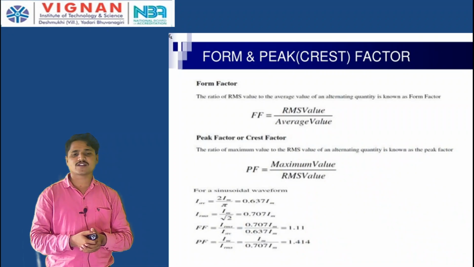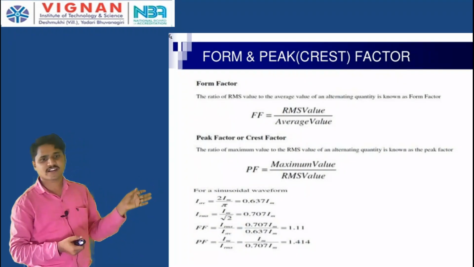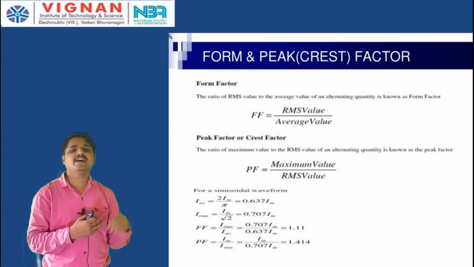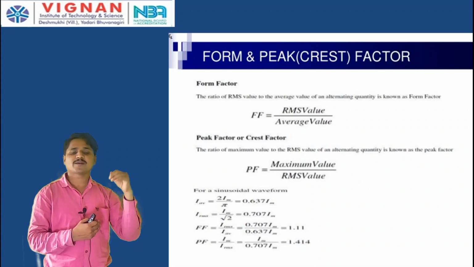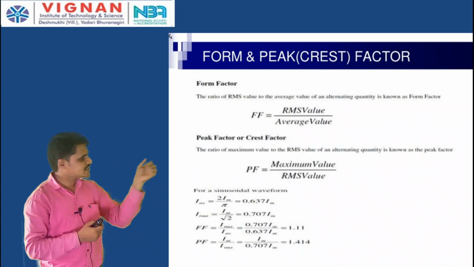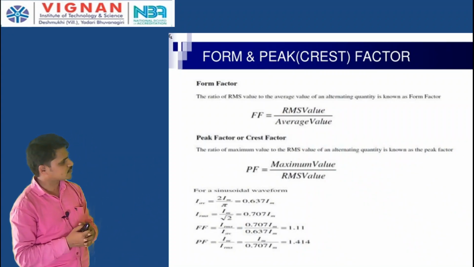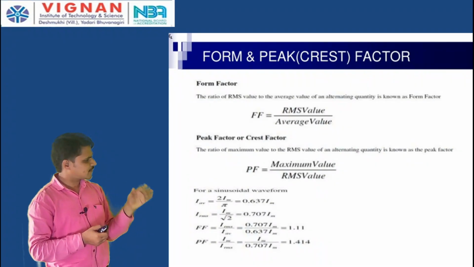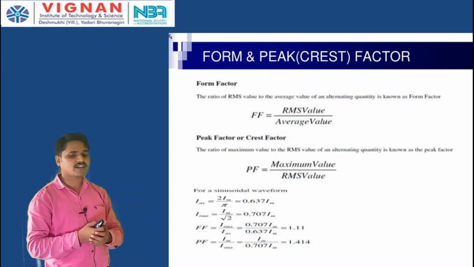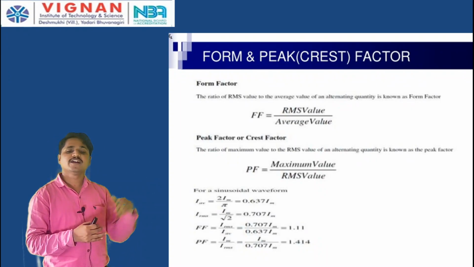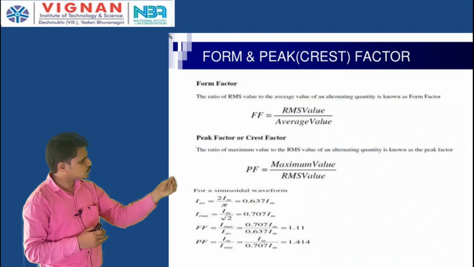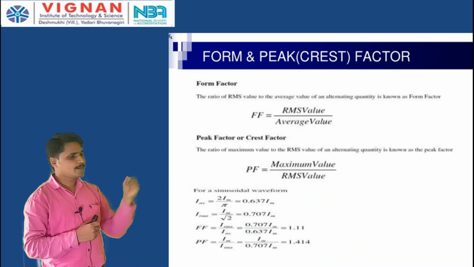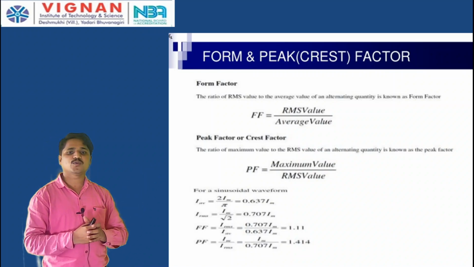What is this form factor? What is peak factor? Here, form factor is defined as the ratio of RMS value to the average value, and it is given by form factor equal to RMS value by average value. Now, what is my peak factor? This peak factor we also call the crest factor. The peak factor is defined as the ratio of maximum value to the RMS value, so peak factor is equal to maximum value by RMS value.